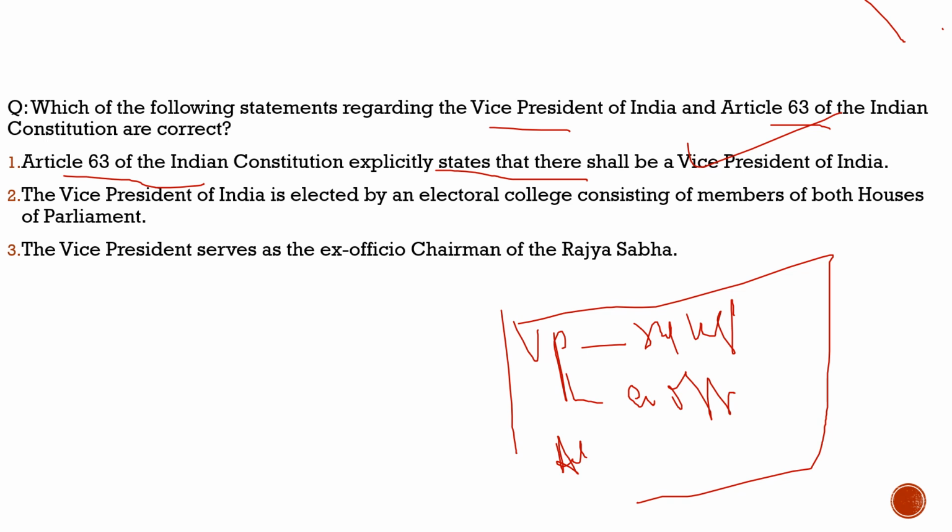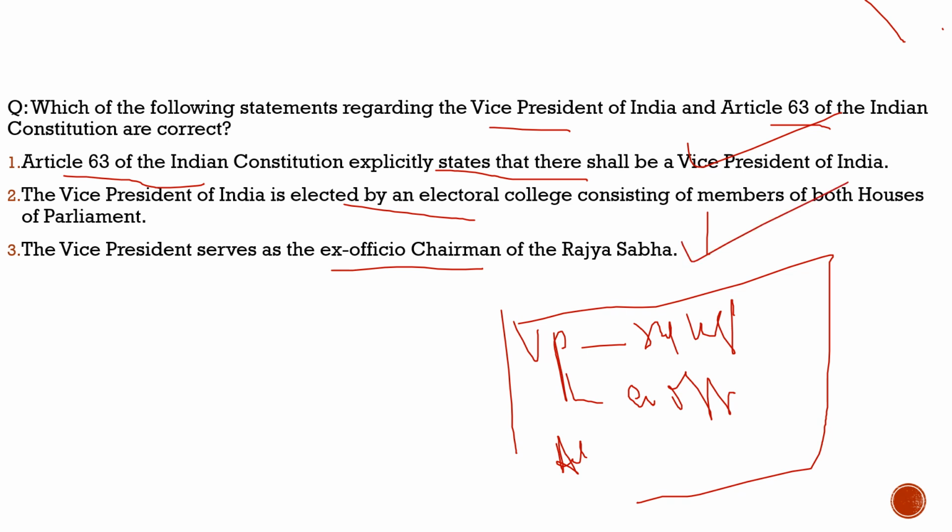Second statement, the Vice President of India is elected by an electoral college consisting of members of both houses of the Parliament, 100% correct. When we discuss the election of the Vice President, we will see whether nominated members are electors of the Vice President or not. Yes, they are. Third statement, the Vice President serves as the ex-officio chairperson of the Rajya Sabha, 100% correct.